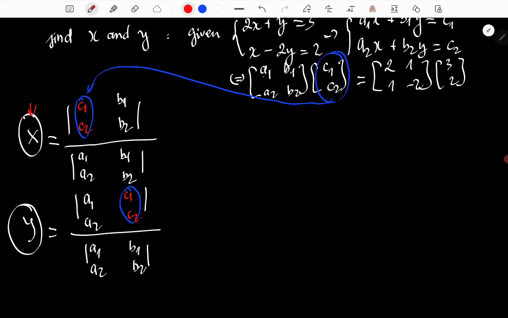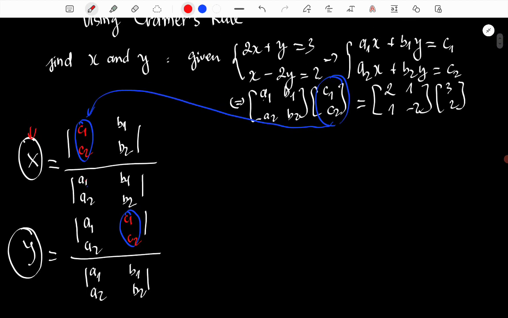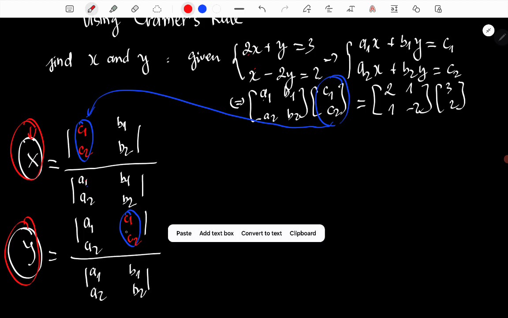Okay, did you get the formula? So when we are solving for x, the coefficient of x, which is a1 and a2, gonna be replaced by c1 and c2, but when we're solving for y, the coefficient of y, which is b1 and b2, we're not gonna write b1 and b2, but it's gonna be c1 and c2.